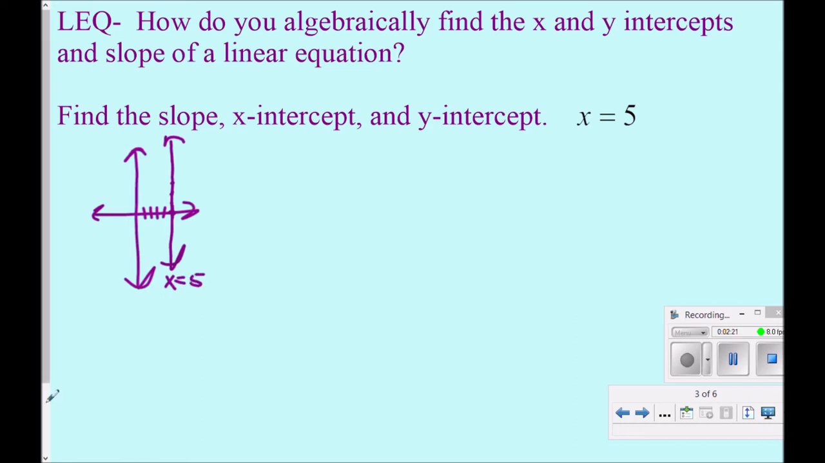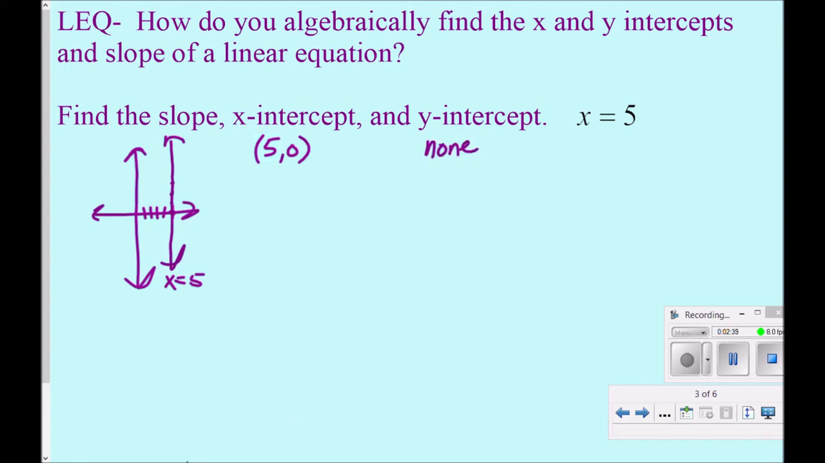So vertical lines, we need to figure out the slope, the x-intercept, the y-intercept. Well, we just said (5, 0). So just by looking at the sketch, we have the x-intercept. The y-intercept, we can see this line does not cross the y-axis, so it has no y-intercept, so none.